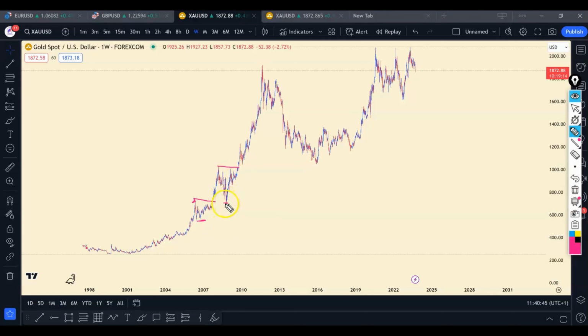From here, we moved higher, we created this high, the market retraced to this level. We take note of this level. Then we broke higher here, retraced here, broke higher, retraced here, broke higher, retraced here. So in this case, for me, I will consider this one leg of structure.